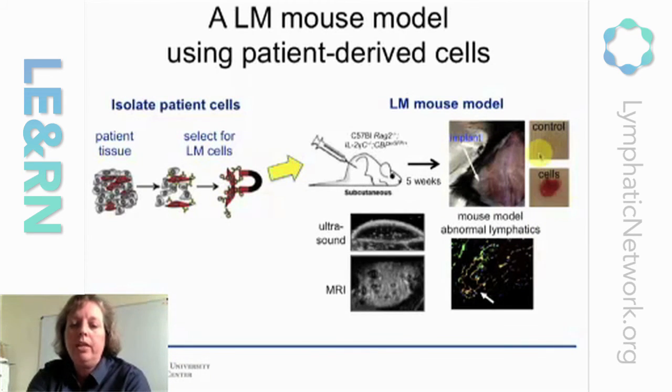So the beauty of this system too is that here at Columbia we have the ability to do both high resolution ultrasound and MRI. So similar to what we're seeing in the clinic, in the patients, we can also look at and model in the mouse model.